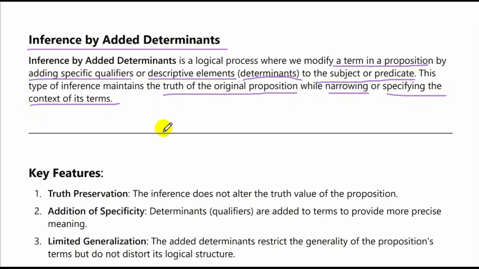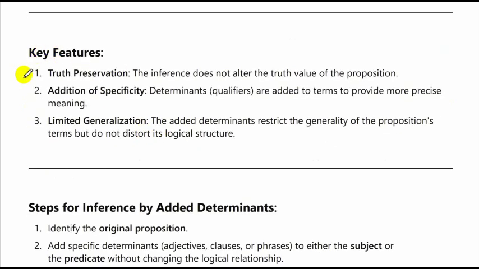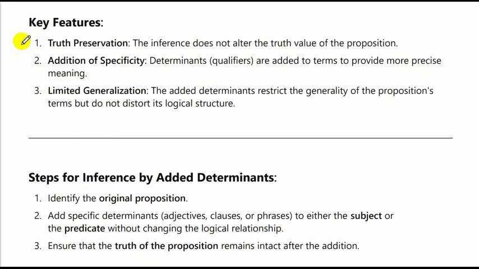Inference by added determinants. What are its key features? Truth preservation. The inference does not alter the truth value of the proposition. Addition of specificity. Determinants or qualifiers are added to the terms to provide more precise meaning. Limited generalization. The added determinants restrict the generality of the proposition's term but do not distort its logical structure.